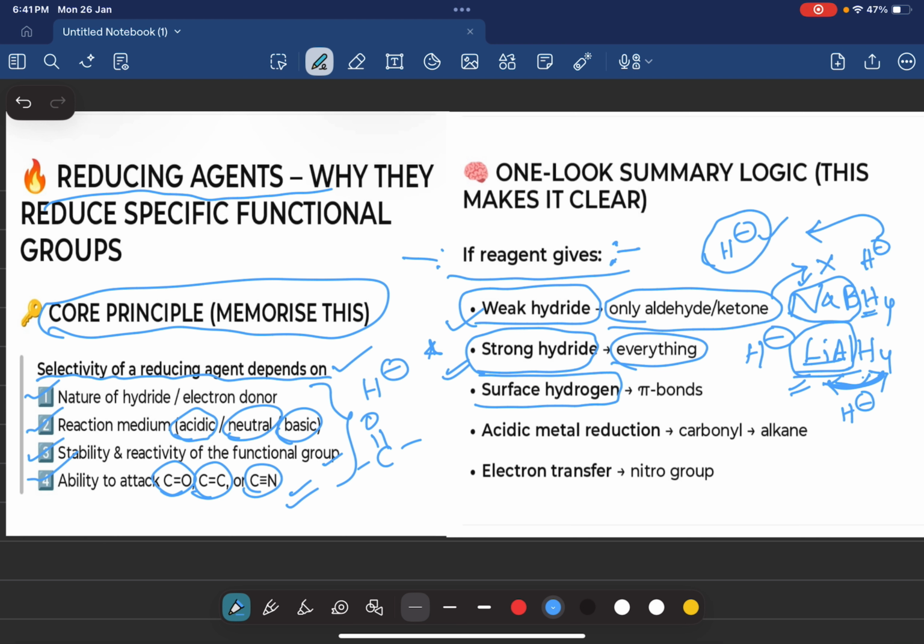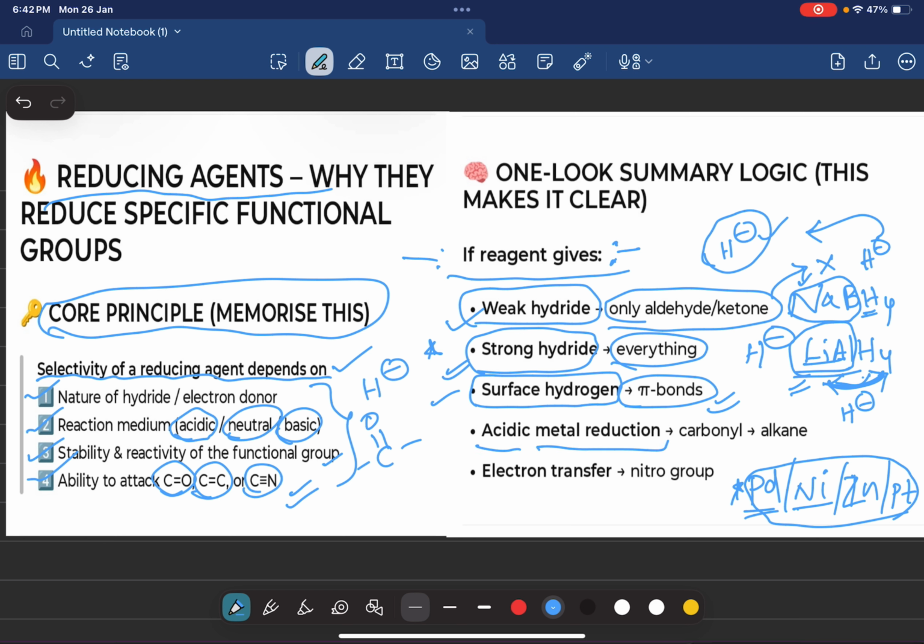Coming to the next one, surface hydrogen. You might see some alkene or alkyne reduction. That happens in the presence of which one? Some metals, d-block metals: Pd, Ni, Pt, all these things. Those all work based on the adsorption phenomenon, which means even the surface matters. What exactly it is, we'll discuss in the coming sections.